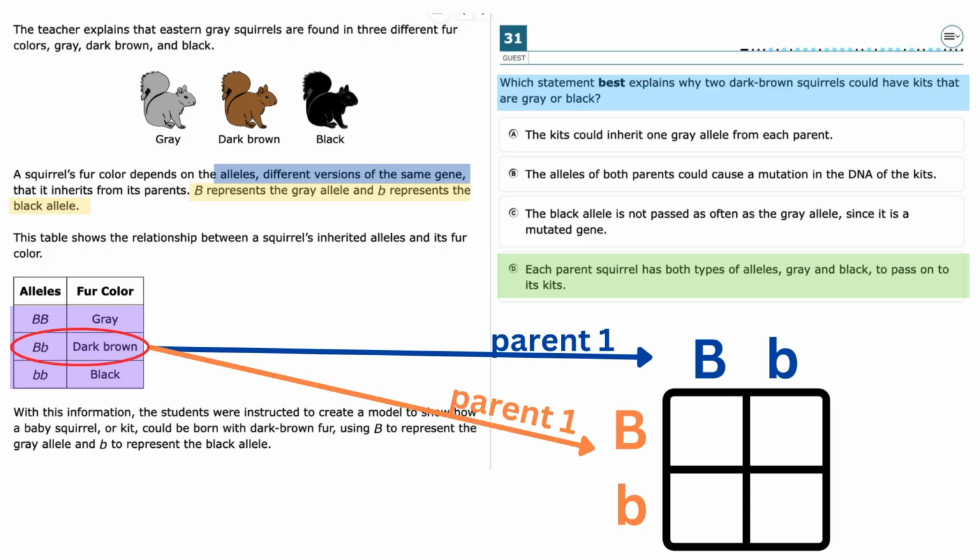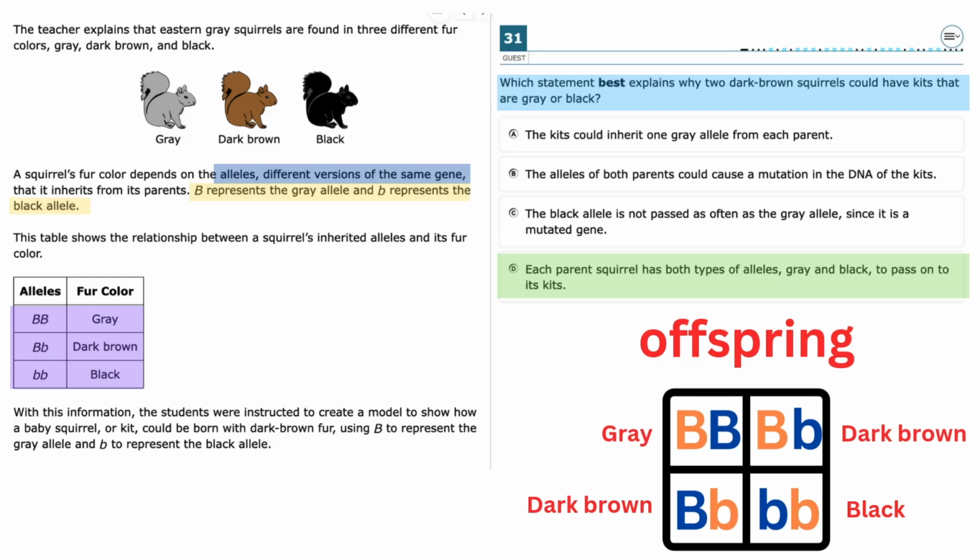Dark brown squirrels have the heterozygous allele combination: one gray allele, capital B, and one black allele, lowercase b. When two heterozygous parents have babies, they can pass on these combinations. The Punnett square shows all of the possible combinations for the offspring. 1 in 4 will be gray, 2 out of 4 will be dark brown, and 1 in 4 will be black.